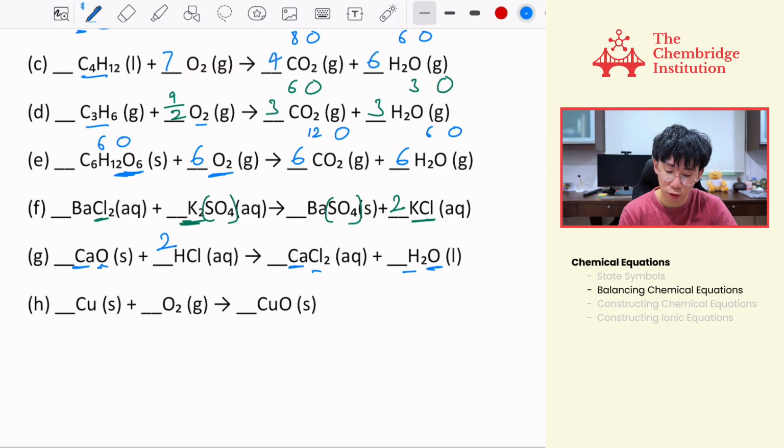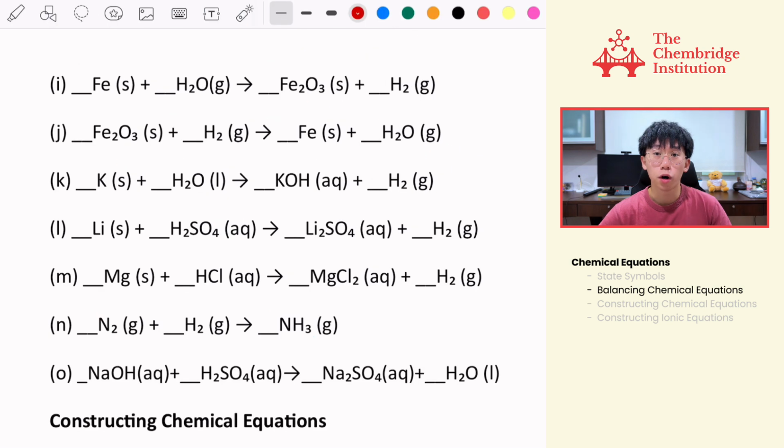Here it's pretty simple. You already have copper that's balanced, so you want to balance the number of oxygens. So here there's 2, so you need to have 2 on the right, so there's 2 here. But remember, when you put a number here, it means you're editing the number of copper on the right, so you have to put a 2 as well over here to make sure it's all balanced. Okay, so let's take a look at a few more examples before we move on.